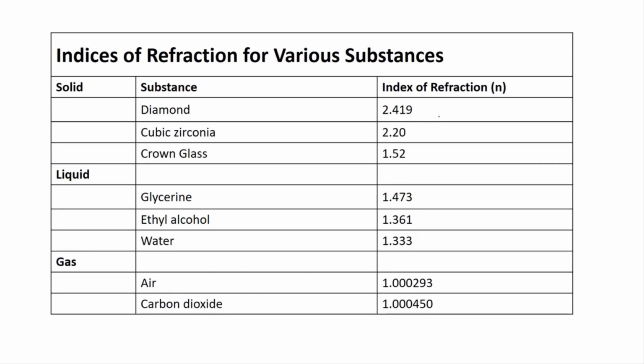Looking at this, going with what I said before, the bigger numbers are going to be the slowest. Smaller numbers are going to be the fastest. And within materials, density is going to matter too. Within a solid, light's going to travel at different speeds.